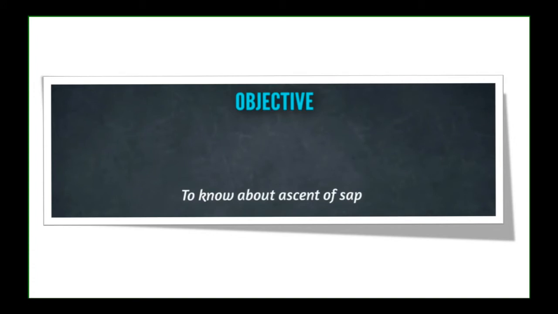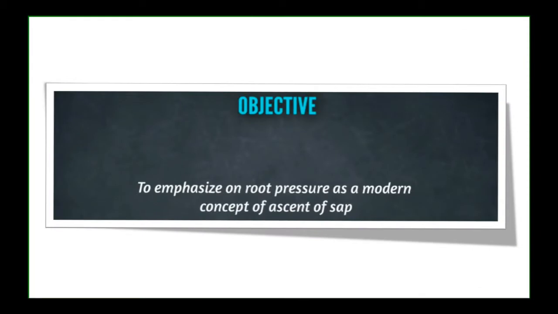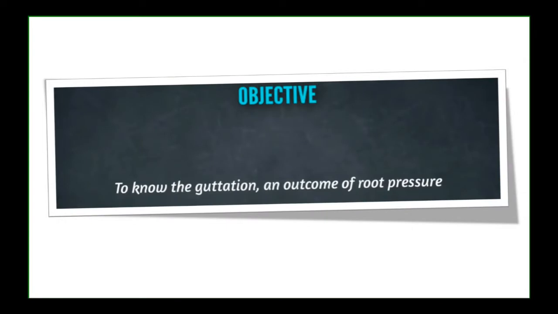So, the objective of our study is to know about the ascent of sap, to know the history of research of water movement and different theories of ascent of sap, to emphasize root pressure as a modern concept of the ascent of sap, and also to know guttation, an outcome of root pressure.